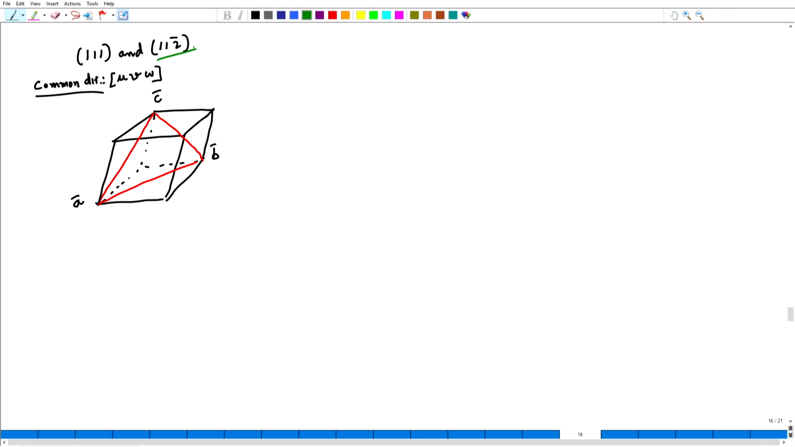Now, let us look at the plane 1 1 bar 2. Instead of drawing 1 1 bar 2, let me just negate all the indices: bar 1, bar 1, 2. Now, what would that be? So, going back to our definition for Miller indices, I will take reciprocals. So, I will get minus 1 along x, minus 1 along y and half along z.